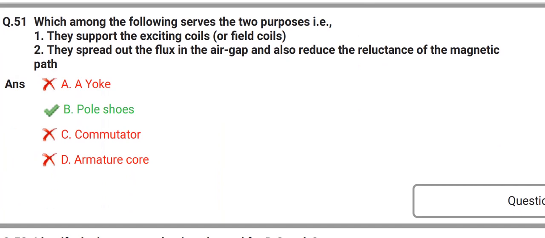Which among the following serves the two purposes? That is, they support the exciting coils or field coils, they spread out the flux in the air gap, and also reduce the reluctance of the magnetic path. So the answer here is pole shoes. We know the function of the pole shoes: it supports the field coils, it spreads out the flux for better uniformity, and it reduces the reluctance of the magnetic path.